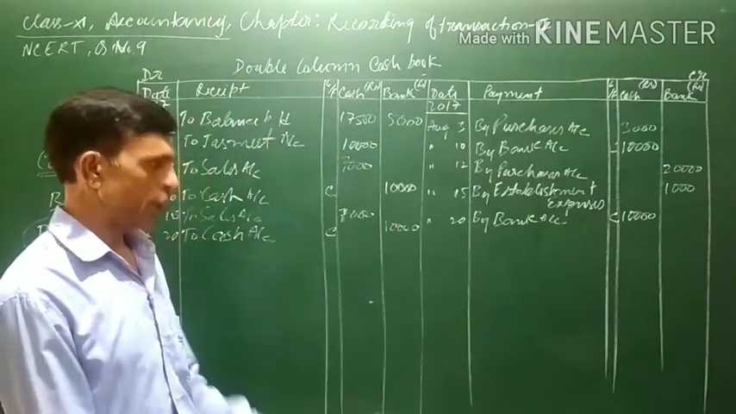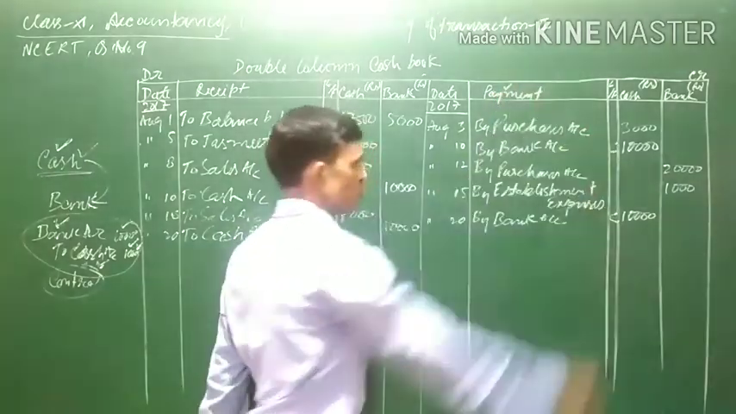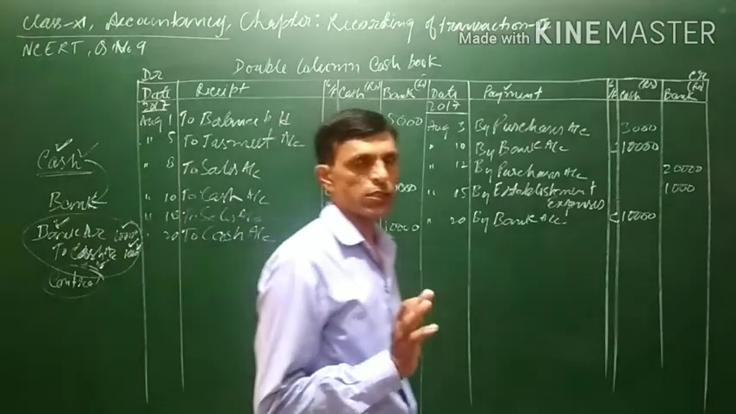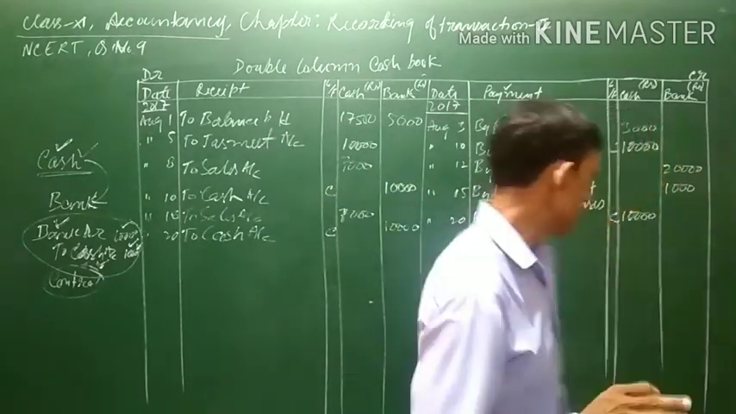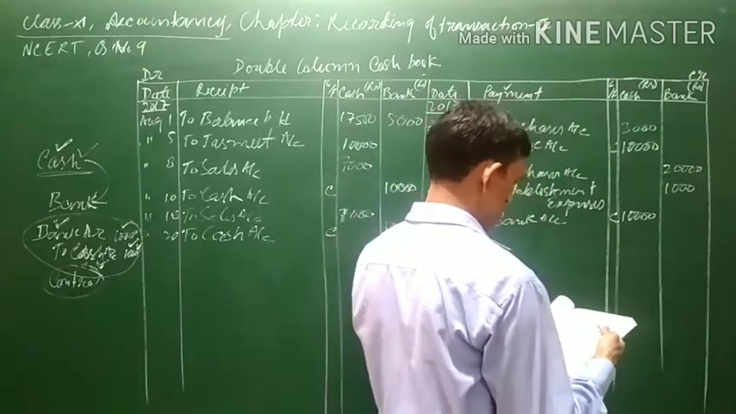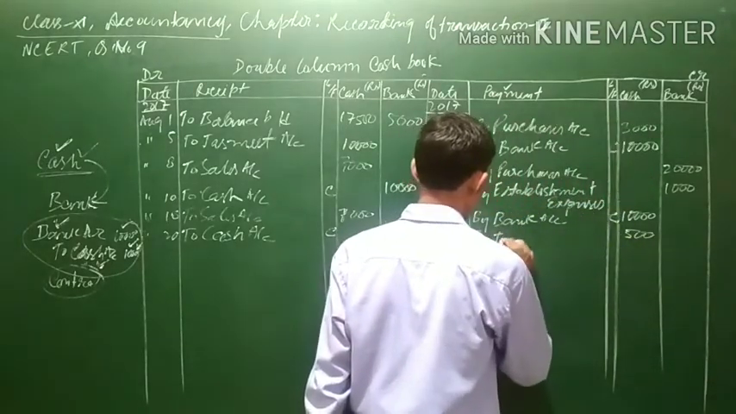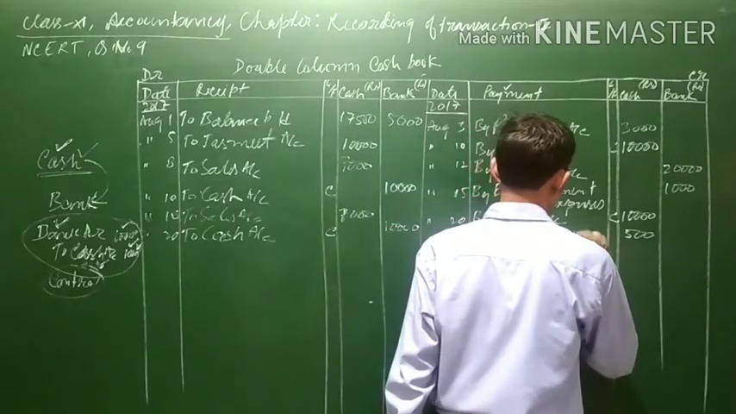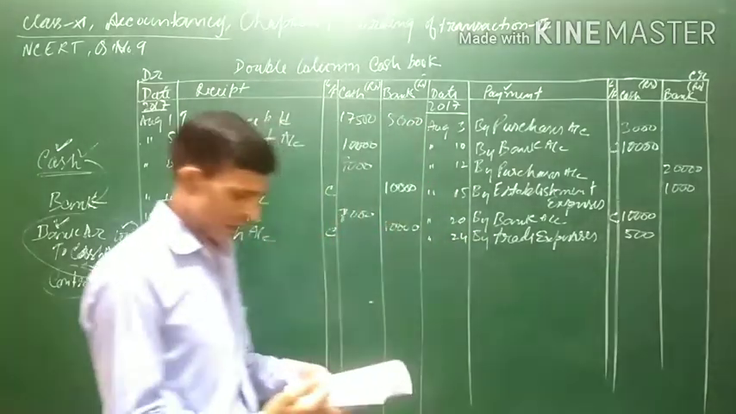On 24, paid trade expenses. Again, some expenses are being made, that is, a payment is made. So it will be written on the payment side. If nothing is mentioned regarding check or cash, we will assume that this is a cash transaction, so it will be written in the cash column itself. The paid trade expenses is 500. 500 by trade expenses. Date is 24th.